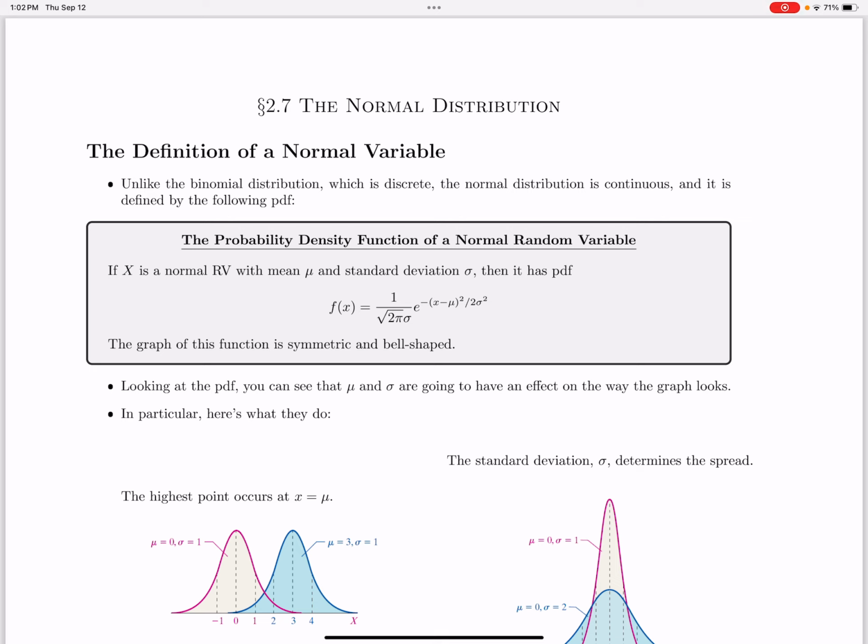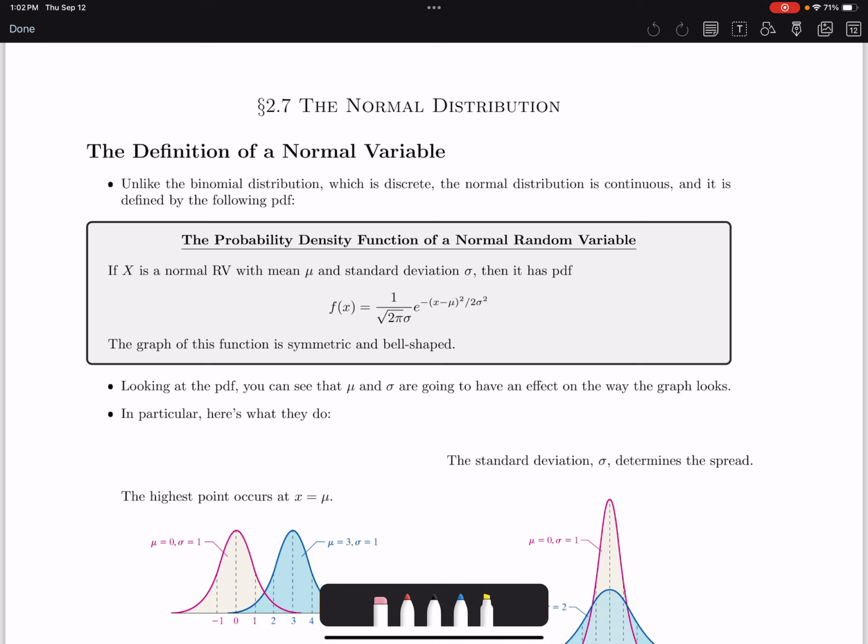Unlike the binomial distribution, which is discrete, the normal distribution is continuous, and it's defined by this PDF right here. So a distribution that has this as its probability density function would be a normal distribution. And before you get scared thinking that we're going to be doing a lot of work with this function, don't worry, we're not going to be working with the function itself. We'll use the Desmos graphing calculator to calculate normal probabilities.